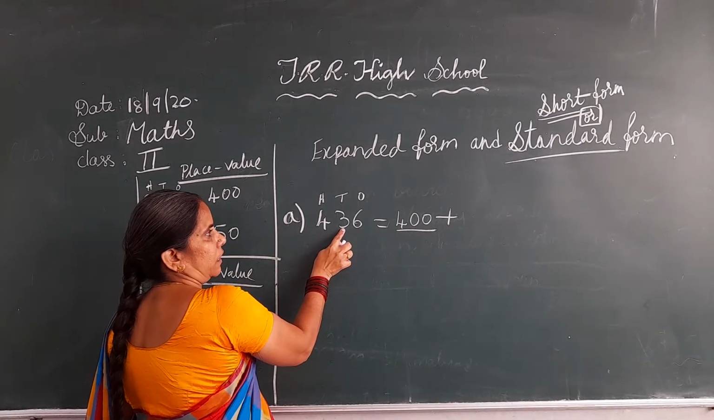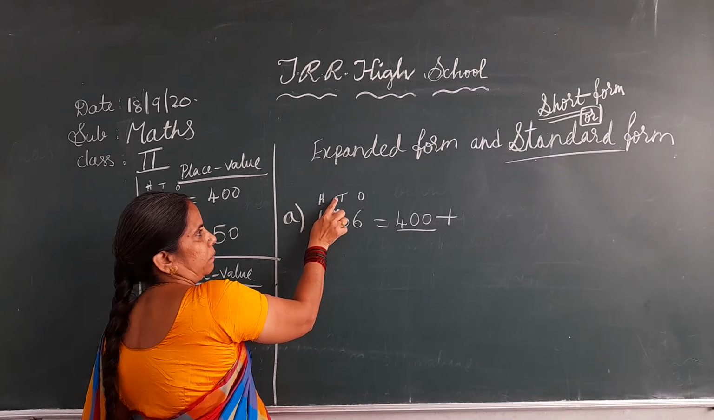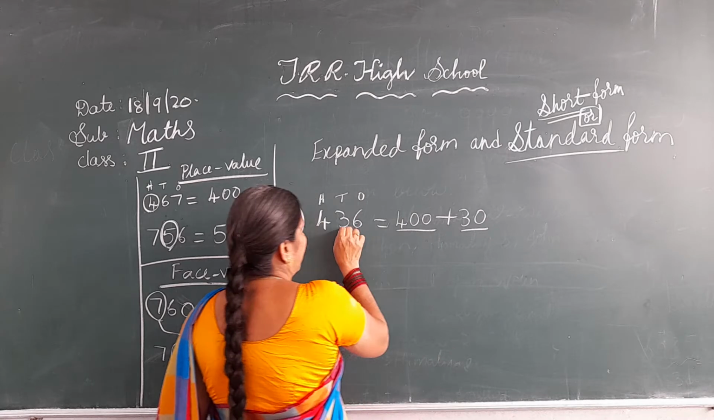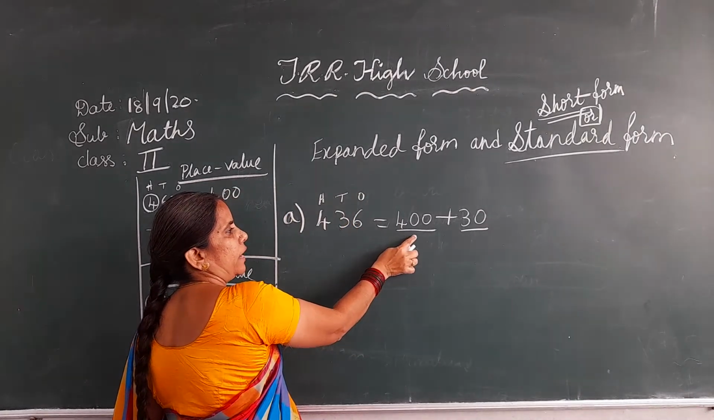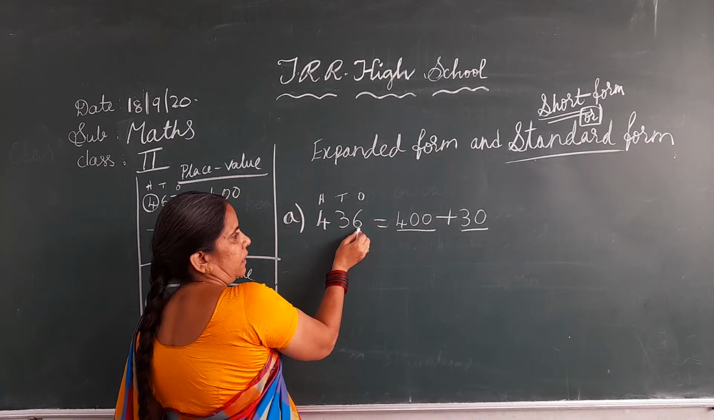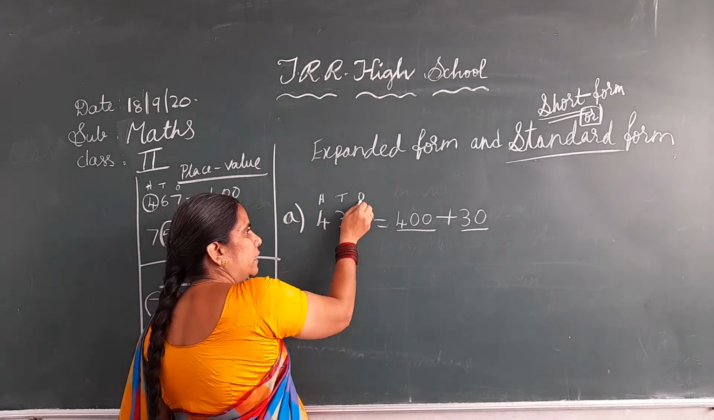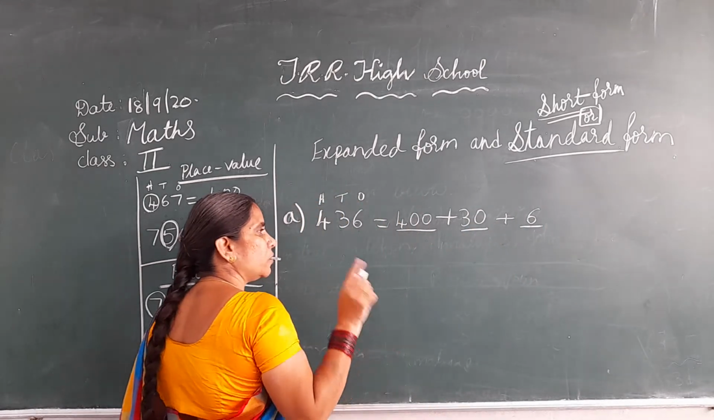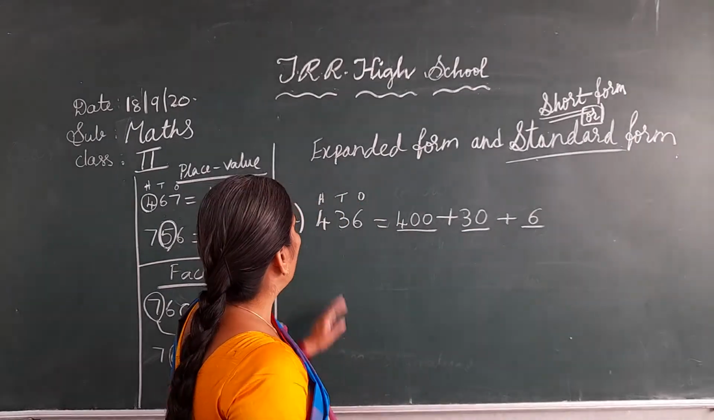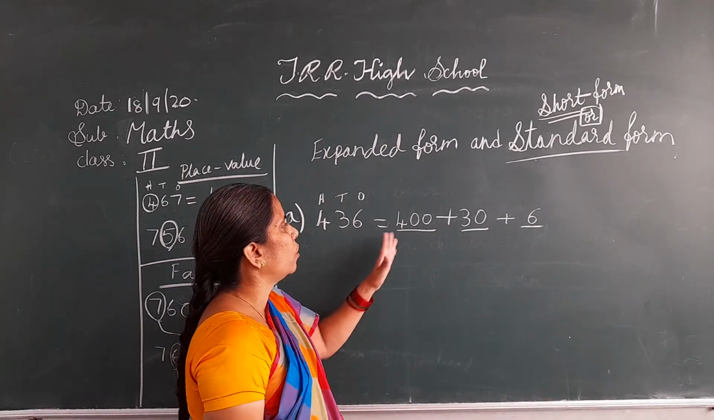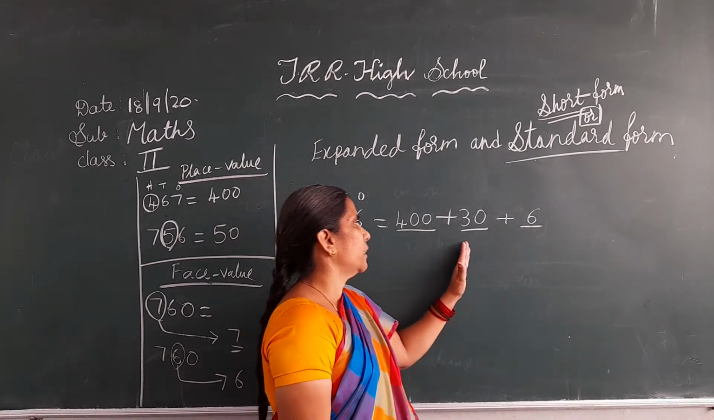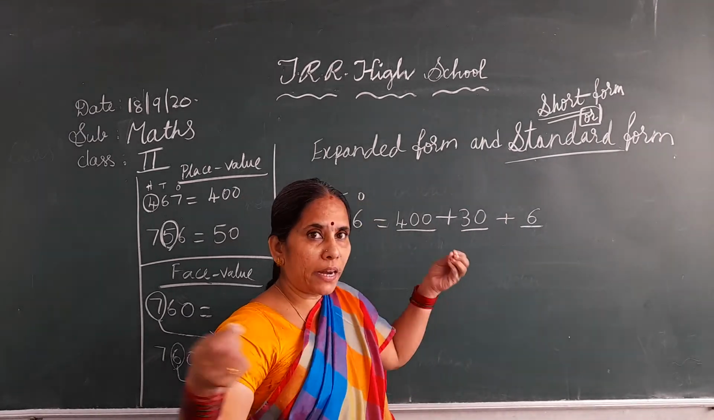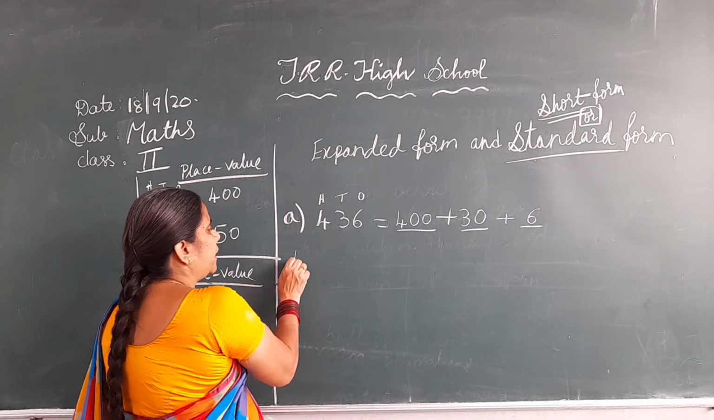Next digit is 3. In which place is 3? Tens place. So how will you write 3? 30, because 3 is in the tens place. Place values we are writing here. Now next, 6. In which place is 6? Ones place. So we will write 6, a single digit. Ones place means you will get a single digit. 436, how did we write it? 400 plus 30 plus 6. Like this you must write the expanded form. So here another number I will give you.